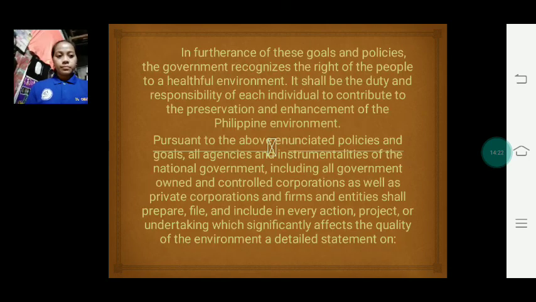So, as I said a while ago, it shall be the duty and responsibility of each individual to contribute to the preservation and enhancement of the Philippine environment.